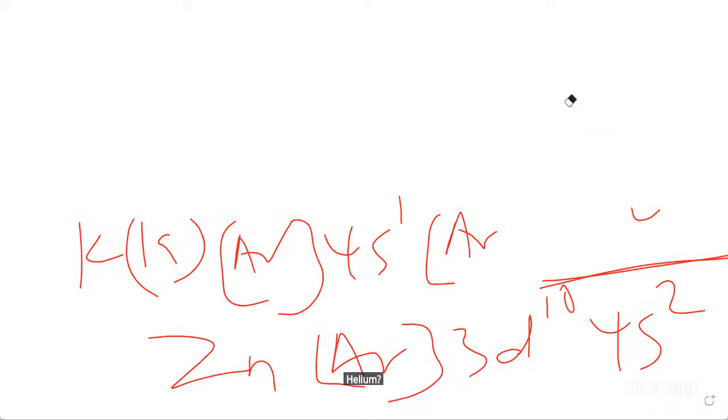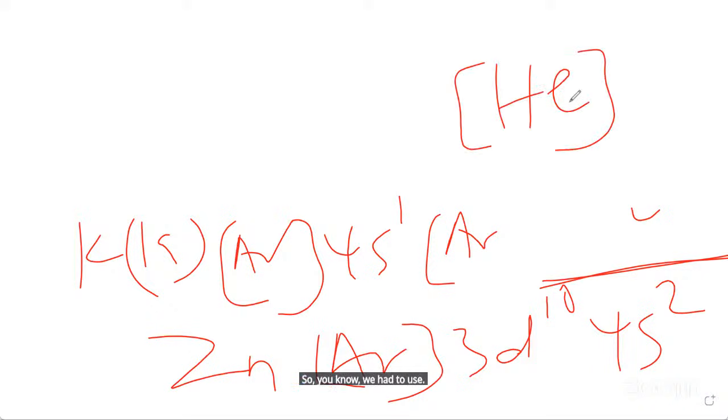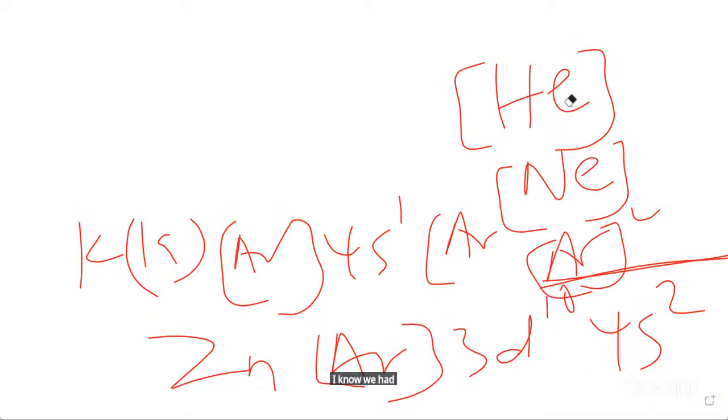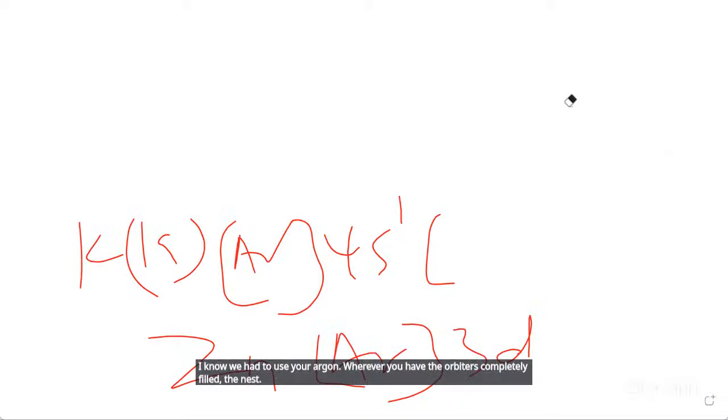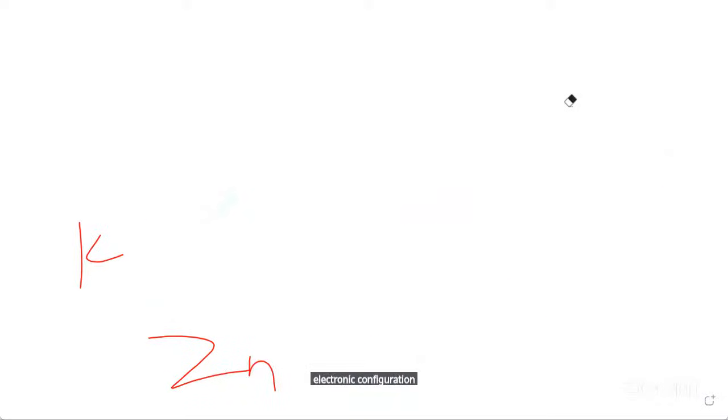So you know where to use helium. You know where to use neon. And you know where to use your argon. Wherever you have the orbitals completely filled, the next electronic configuration should have the completely filled there.